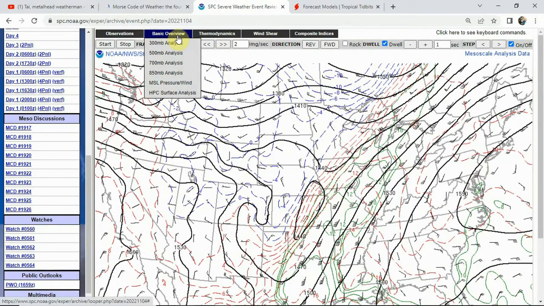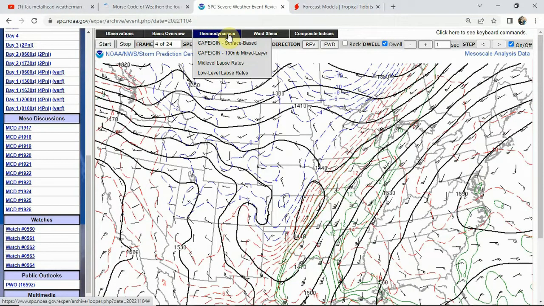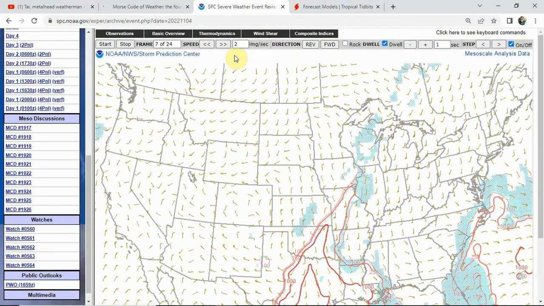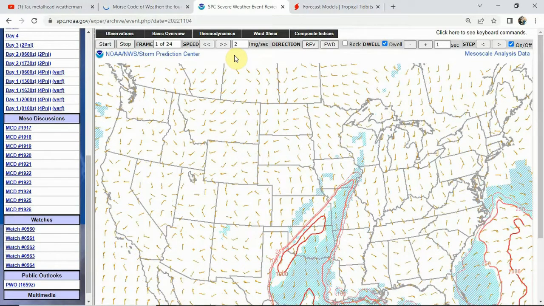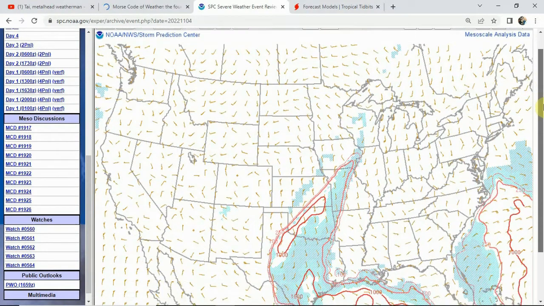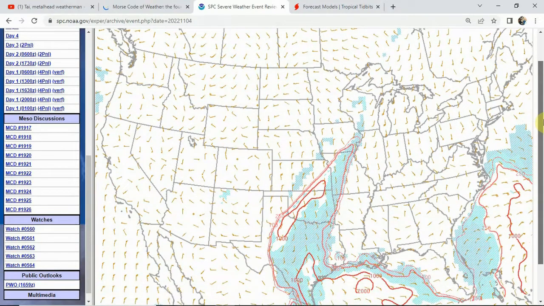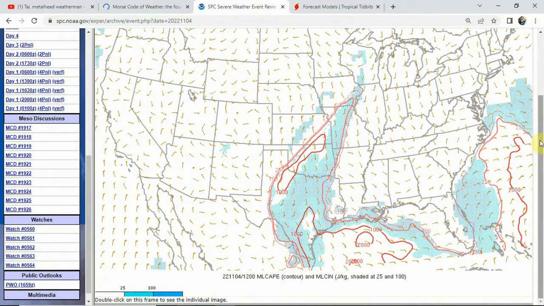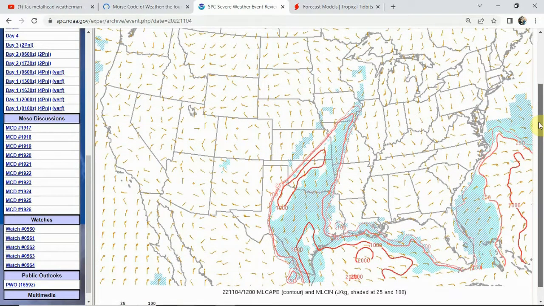So next, we're going to go ahead and look at the CAPE values here. This is going to show how unstable the atmosphere was over this region leading up to the event. So here's how we can look at our values here. This is our mixed layer CAPE, by the way.